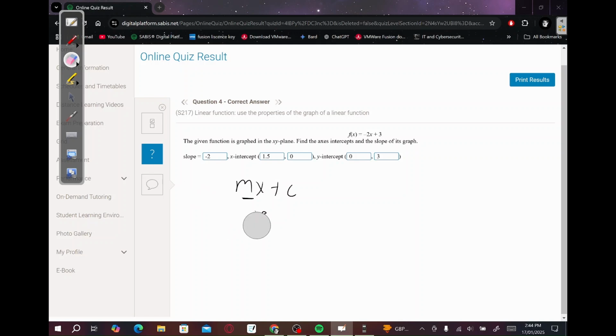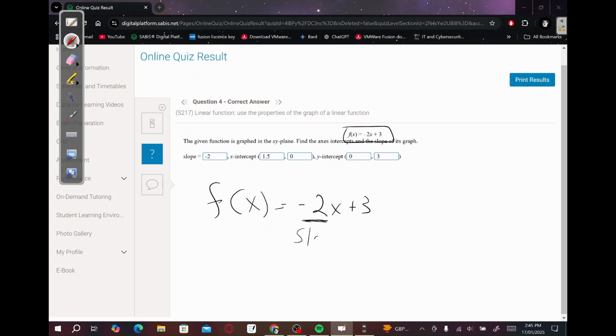Okay, m, the coefficient of x, is going to be the slope. So what this means, right? We have f of x. I'll just write it down to make it clear. Negative 2x plus 3. Our coefficient of x, which is m, which is again the slope, is negative 2. So our slope equals negative 2. This is our answer for the first part.